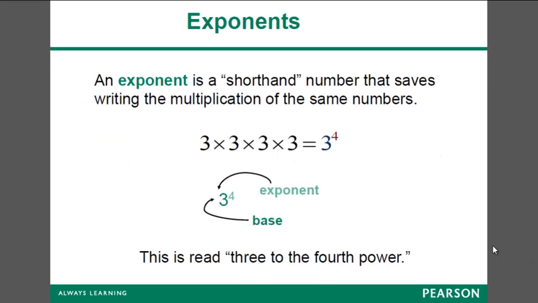When we look at exponents, an exponent is a shorthand number that saves writing the multiplication of the same numbers. 3 times 3 times 3 times 3 gives me 3 to the fourth, where 3 is my base and 4 is my exponent. The exponent tells me how many of that number I have. The base is the number that I'm multiplying each time. This is read 3 to the fourth power.